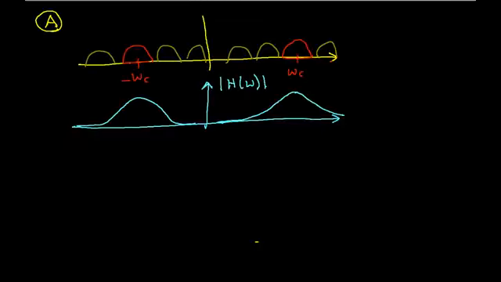Okay, so this shows the magnitude of the frequency response of the tunable bandpass filter. You can see that the passband is at omega c, and as we get farther away from omega c, the frequency response gets smaller and smaller. So this means that signals with frequencies where the frequency response is small will be attenuated.